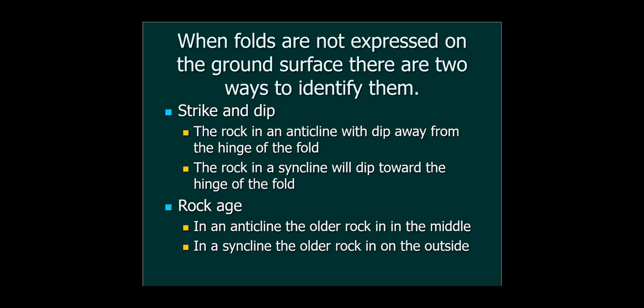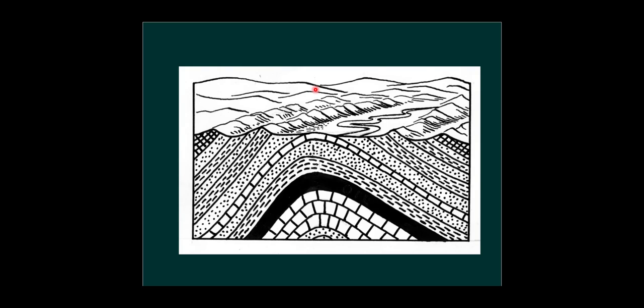These are not often expressed at the ground surface. The ground surface is what the ground surface is. So here we can see that we have rock here that is older. Superposition tells us that. It's further down. And here it's exposed on the ground surface. Rock over here is younger. Superposition tells us that. And here it is exposed on the ground surface. Older rocks in the middle, younger rocks on the outside.